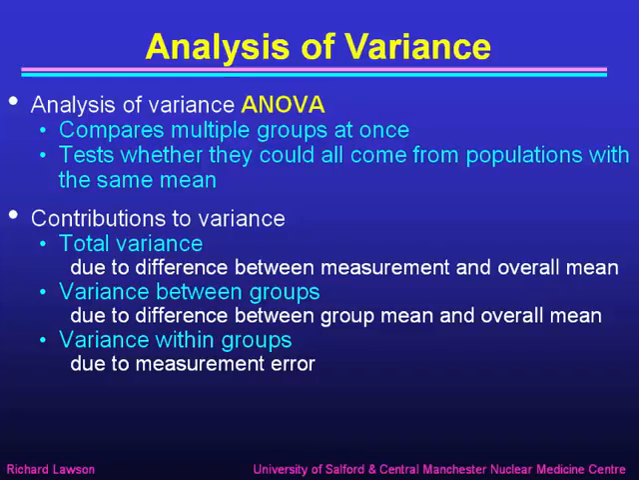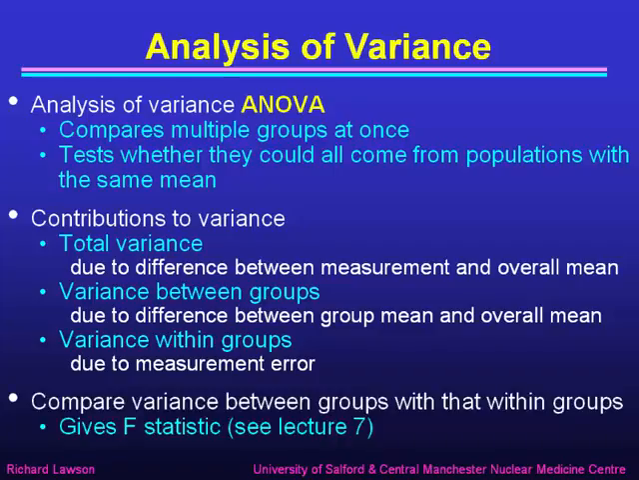Then there is variance between groups, which is due to difference between the group mean and the overall mean, and the variance within groups, which is due to individual measurement error. So the analysis of variance will compare the variance between groups with the variance within groups. That gives a variance ratio, or an F statistic, and we'll talk more about the variance ratio in lecture 7.